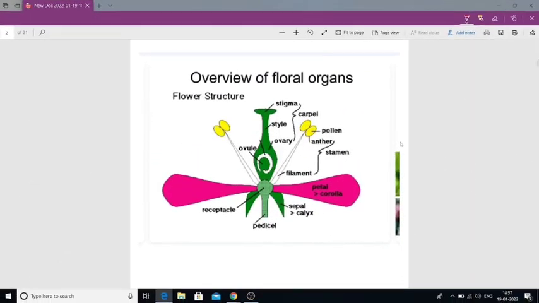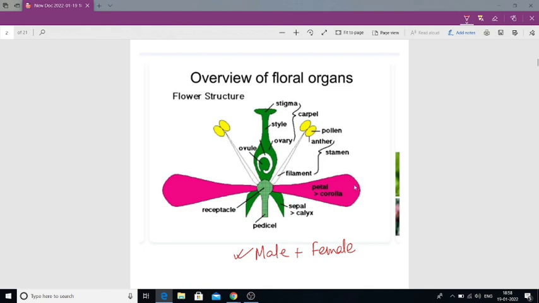So students, whenever we talk about sexual reproduction, we need to remind our mind that sexual reproduction means male and female gametes will both be required for fertilization. That means two opposite-sex gametes will be required to do the fertilization. That's why it is known as sexual reproduction.